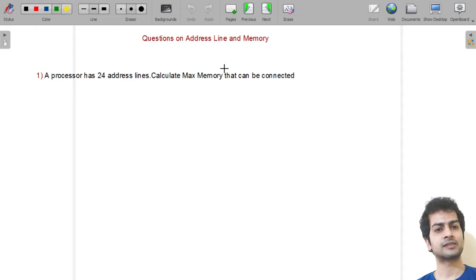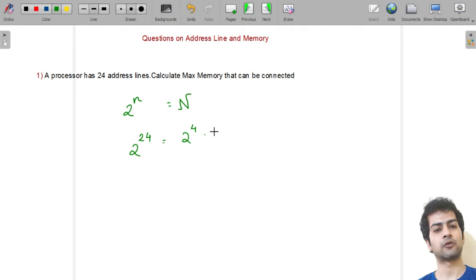So now let's take some questions based on that formula. Here it is said: a processor has 24 address lines. Calculate the maximum memory that can be connected. We know the formula very well, that 2 to the power n is equal to N, where small n is the total number of address lines and big N is the total number of memory locations connected. In the question, the total number of address lines is given as 24, and we have to calculate the maximum memory that can be connected.